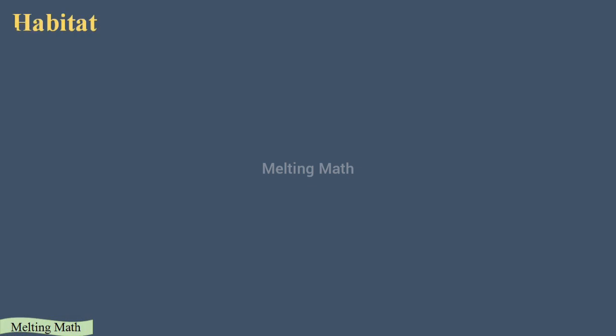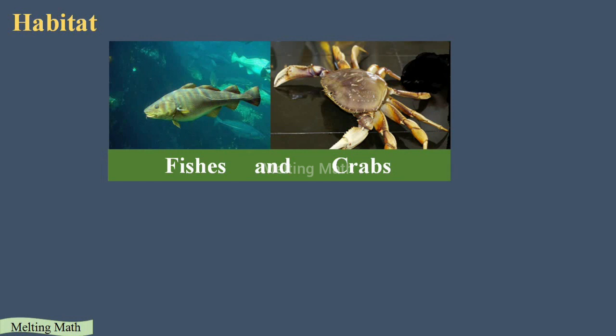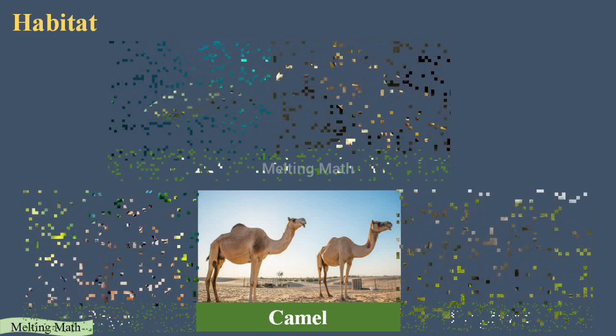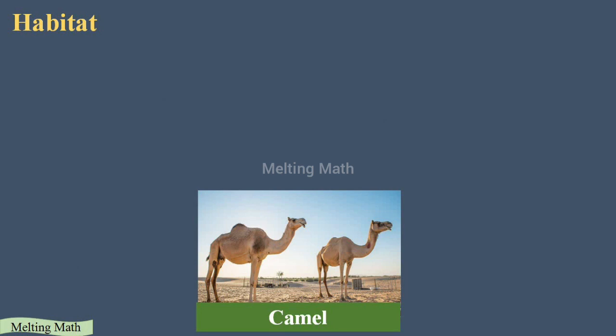Next we are going to see about habitat. I already mentioned this habitat in the previous unit, the living world of animals. Habitat is nothing but the dwelling place, or a suitable place for living, of an animal. For example, fish and crabs live and grow only in water, but tigers, camels and elephants live on land. A camel's habitat is the desert.